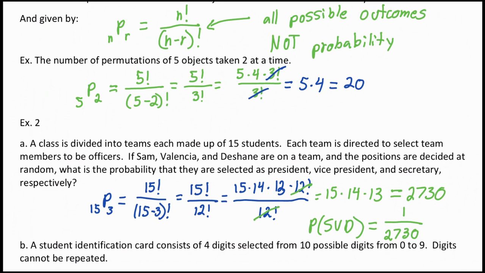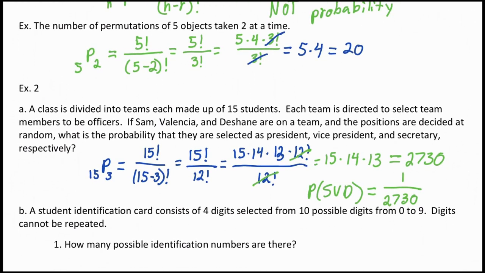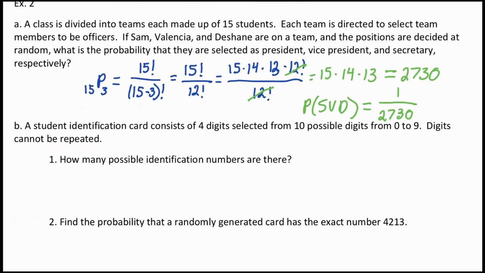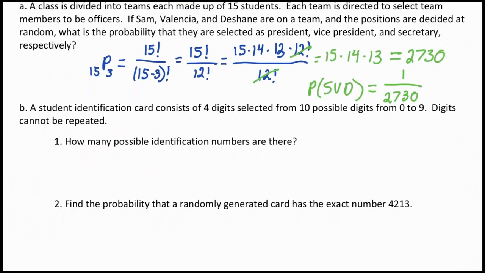I'm assuming we need to do another one together, maybe. We're not ready to do it on our own. Okay, that's fine. So, can I go? A student identification card consists of 4 digits selected from 10 digits possible, 0 to 9. Digits cannot be repeated, okay? So they're all individual, digits aren't repeated. We want to figure out how many possible identification numbers there are. So how many numbers do I have to choose from? 10. And how many do I pick at a time? 4. Okay, I want you to try from here to get this number on your own.